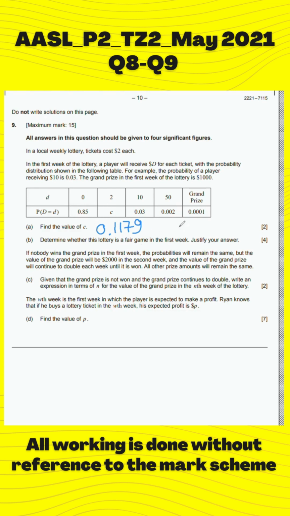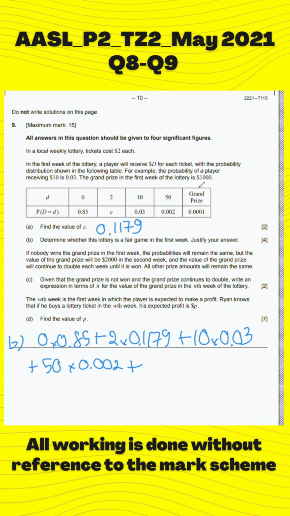Determine whether the lottery is fair or not. So we will find the expected value of this data. So the expected value will be 0 times 0.85 plus 2 times C, which is 2 times 0.1179, plus 10 times 0.03, plus 50 times 0.002, and plus the grand prize, which is 1,000, multiplied with 0.0001. And this one will equal 0.3758. So it's not fair because you have to pay $2 for each ticket. If the expected value is 2, it's a fair game, but in this case, it's not.